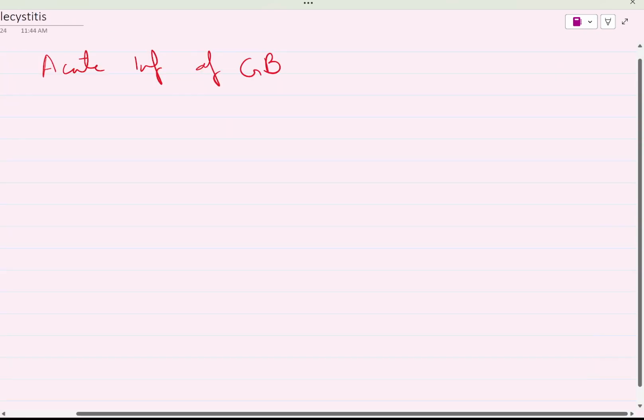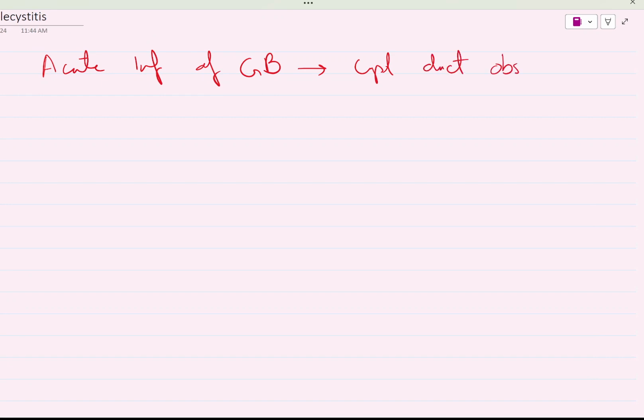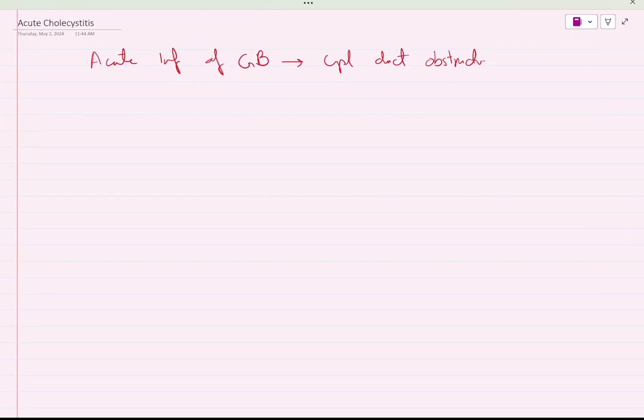So what is acute cholecystitis? It refers to acute inflammation of the gallbladder due to cystic duct obstruction. So it is called acute cholecystitis.